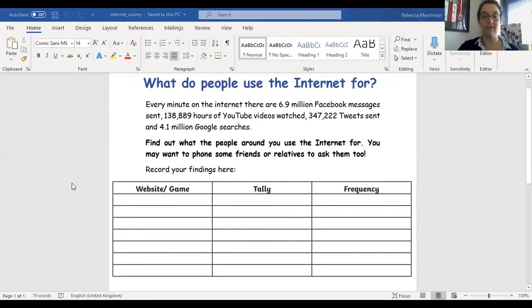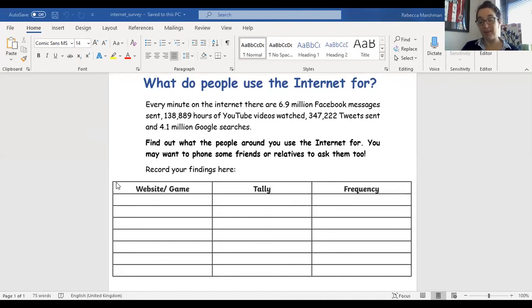So what I'd like you guys to do today in your household with your grown-ups, let me just share the screen, there it is. In your household with your grown-ups, I would like you to go and have a chat with them and find out what they use the internet for. So what website or game do they use? It might be a shopping website, it might be email, it might be a certain game that your grown-ups like to play. And I'd like you to count how many times the website is used, and then frequency is the number of times. So tally, the tally is where we put the lines, 1, 2, 3, 4, and then 1 across. And then the frequency is the number, okay?